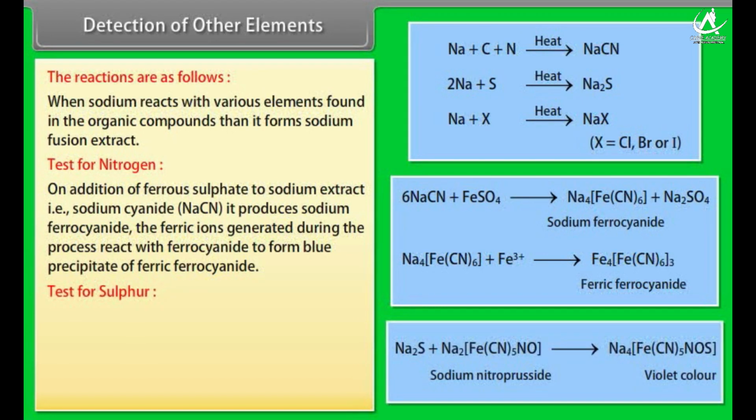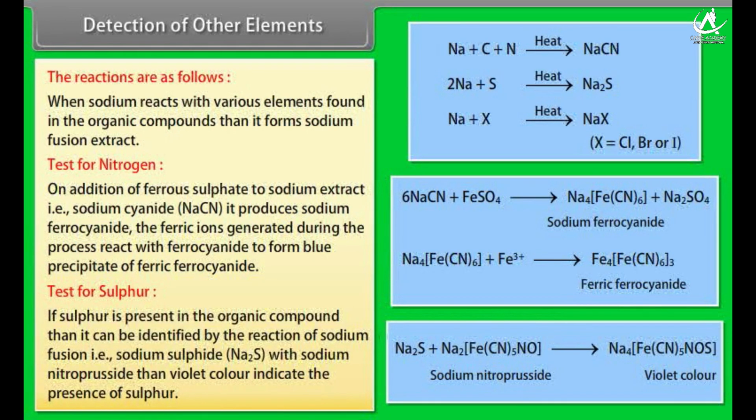Test for sulfur. If sulfur is present in the organic compound, then it can be identified by the reaction of sodium fusion extract, that is sodium sulfide Na2S, with sodium nitroprusside. Then, a violet color indicates the presence of sulfur.